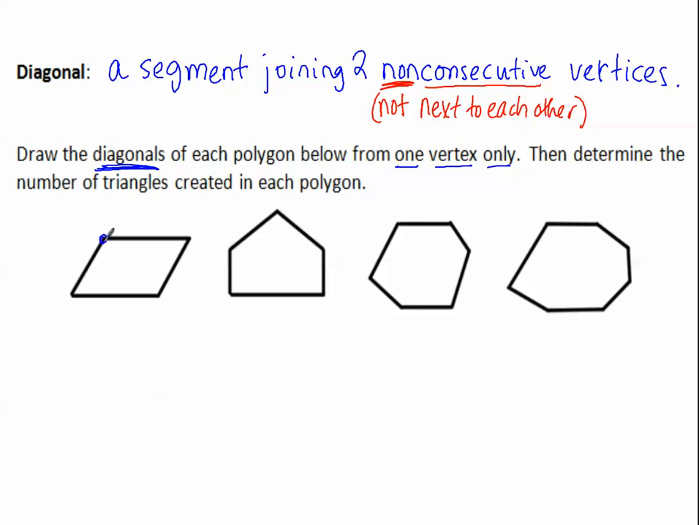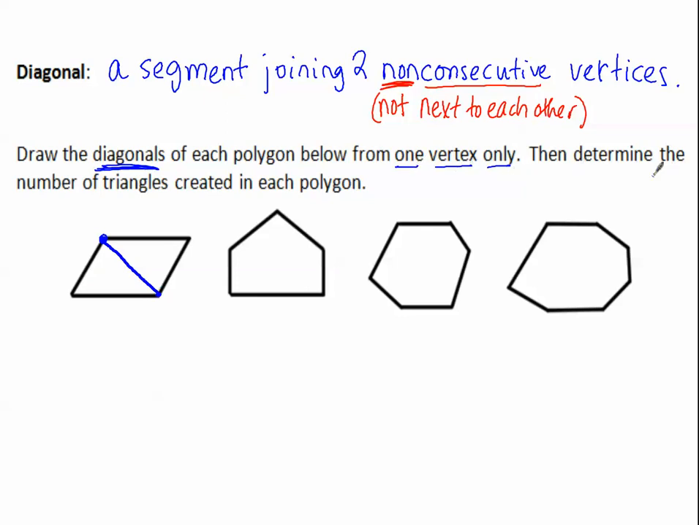Here is a vertex. Consecutive to this vertex would be this one. If I traced to this vertex, I would be tracing a side, not a diagonal. Here is a vertex not next to this other vertex. Therefore, if I trace from this vertex to this vertex, I am creating a diagonal because I am not going to the consecutive vertex, I'm going to the non-consecutive vertex. Now that's the only one that I can draw in this four-sided polygon, this quadrilateral, and that's all that I was asked to do from one vertex only.